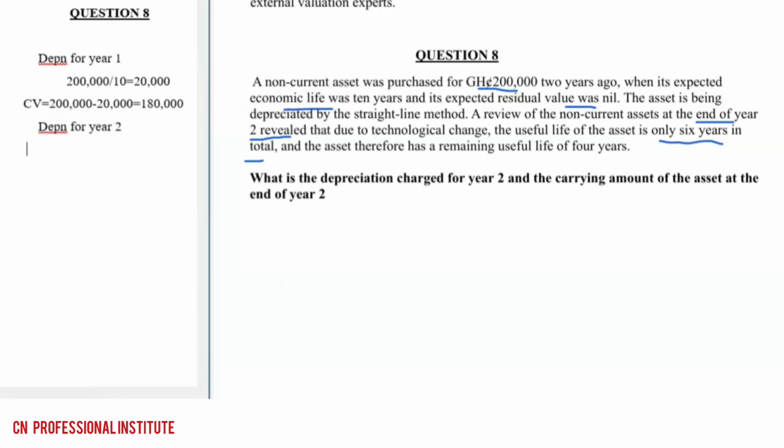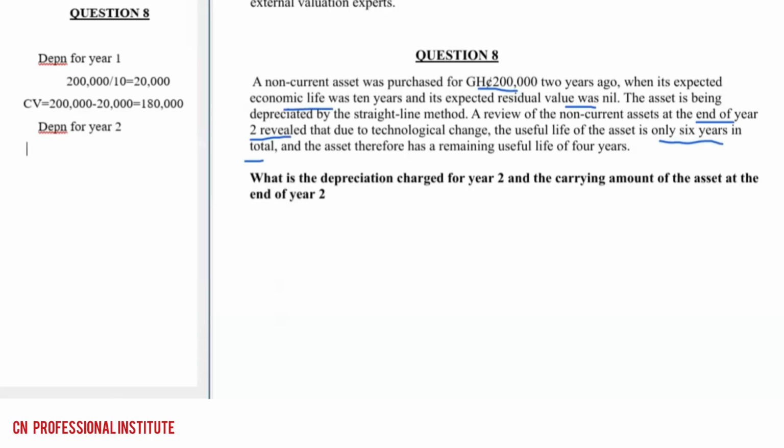So we've not charged depreciation for year two yet. We are yet to charge depreciation for year two, and we are going to charge it using the revised life. We are going to use 6, not the 10. So what you have to know is that if a change in estimate happened, and you are calculating depreciation for the year in which the change happened, you have to use the new revised life of the asset in the year in which the change happened.